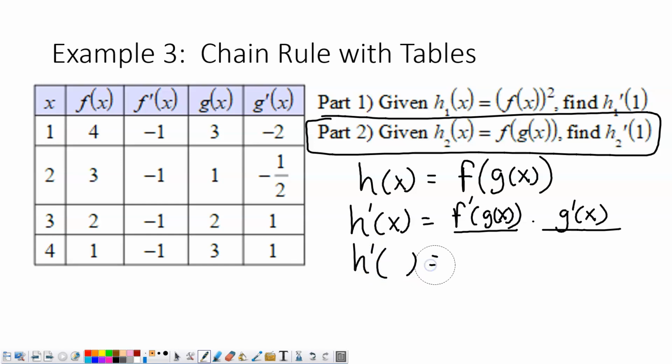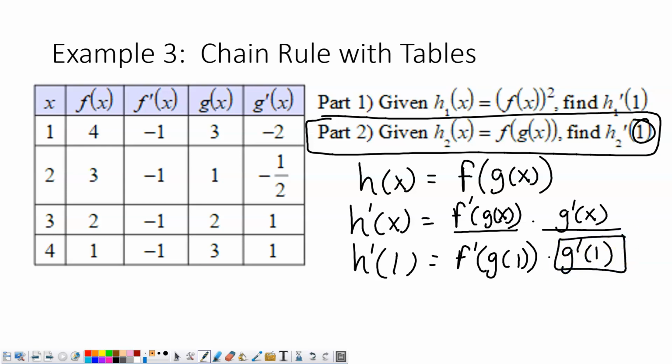Now that we have the derivative, we're ready to find the slope at the specific point where x equals 1. So we're going to go ahead and plug in 1 now. All right, so let's get down to business here. First of all, let's do g prime of 1. That's pretty easy. g prime of 1 would be right here, negative 2. So I'm going to replace g prime of 1 with negative 2.